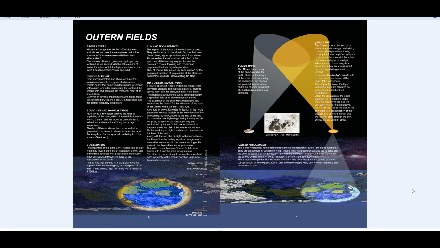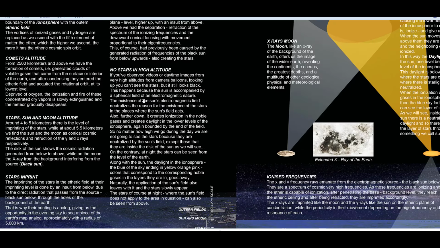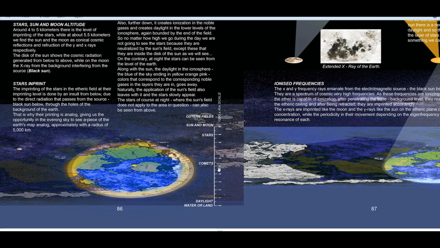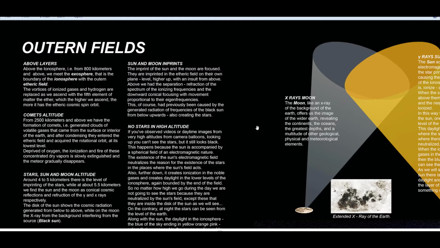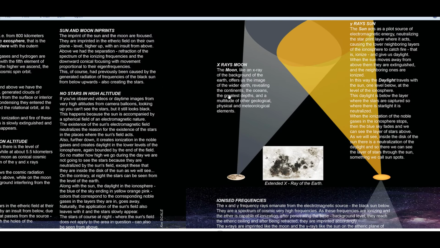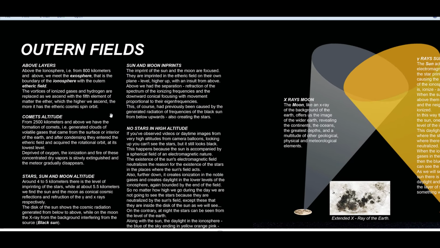Vibes of Cosmos, book number 6, pages 86 and 87, outer fields. Let's read. Awesome stuff. Look at the Earth, awesome, and the moon and the sun, X-ray moon and X-ray sun, ionized frequencies. Let's start from the beginning.